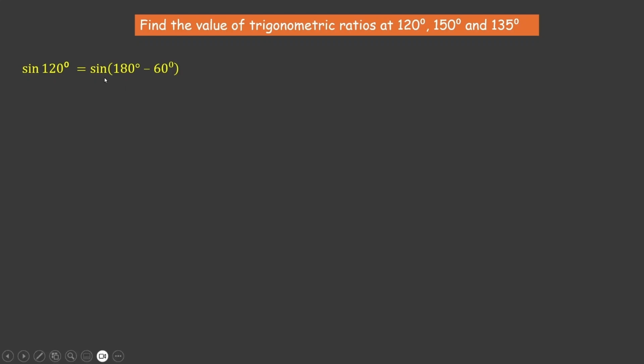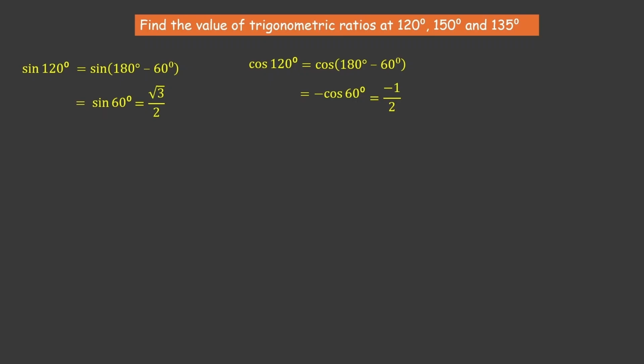Now we know the formula for sine of 180 minus theta. Sine of 180 minus theta is positive sine theta. So this is going to be positive sine 60, which is equal to root 3 by 2. Next we have cosine 120, which is equal to cosine of 180 minus 60. Cos 180 minus theta is minus cos theta. You can pause the video and do it on your own and then recheck. Now cos 60 is 1 by 2. So this is minus 1 by 2.